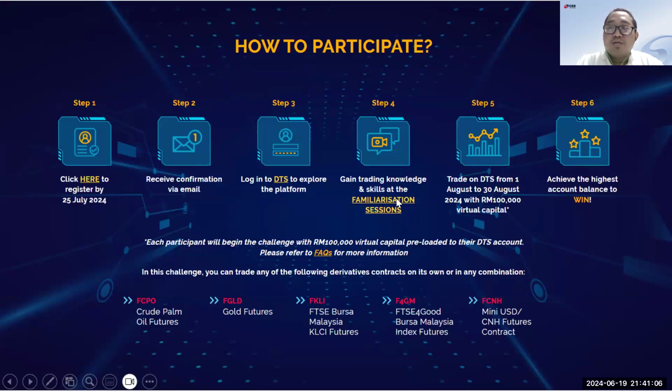So the actual trade date will start from 1st August and we will start with the 100,000 virtual capital. The highest account balance at the end of the 30th August will win the challenge. For this year, Bursa Malaysia will only list 5 products to trade for this virtual challenge: FCPO, FGLD for gold, FKLI, F4GM, and also FCNH.